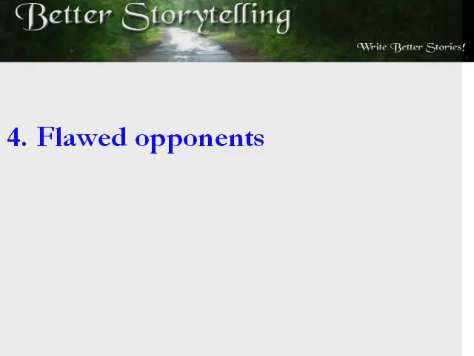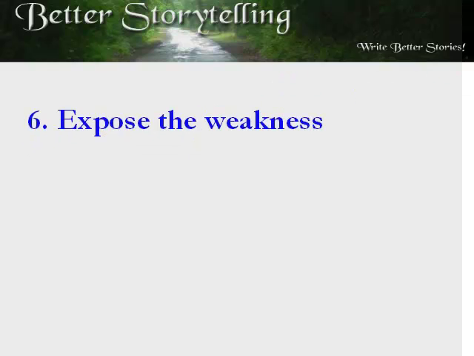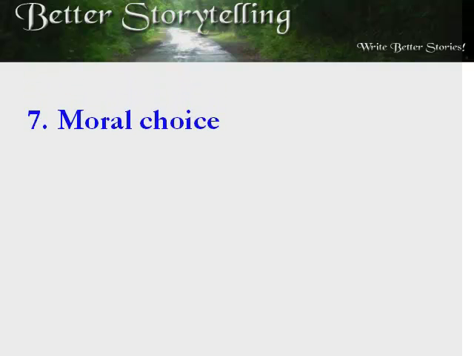5. Revelations. During the story, gradually reveal the character flaws more and more through the actions of the hero. 6. Expose the weakness. At the end of the story, the main character flaw should be fully exposed to the hero. 7. Moral choice. Find a way to create some kind of moral choice related to the character's flaw. 8. Character change. Demonstrate how the character is changed at the end.